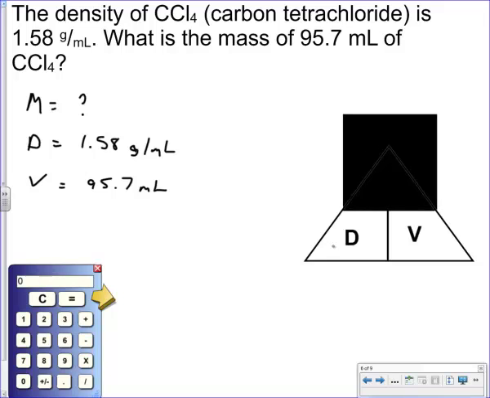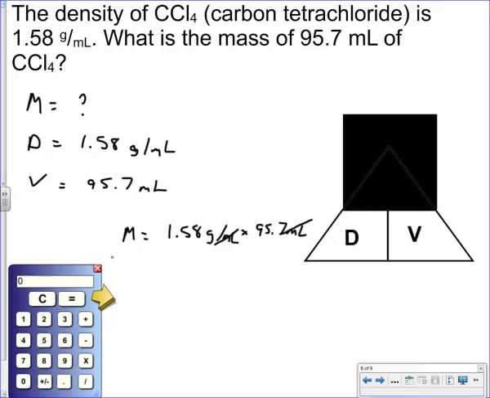So now I'm going to take my little cheat sheet here, and I'm going to cover up the M, and this looks like mass is going to be density multiplied by volume. So I'm going to take my units here, and mass is going to equal density 1.58 grams per milliliter multiplied by 95.7 milliliters. Notice the units milliliters cancel.